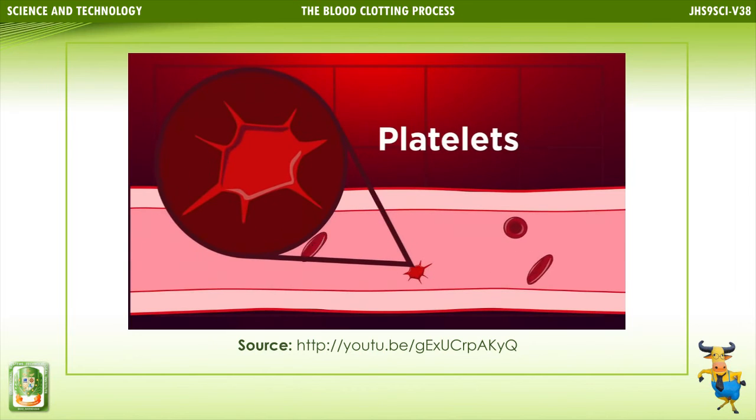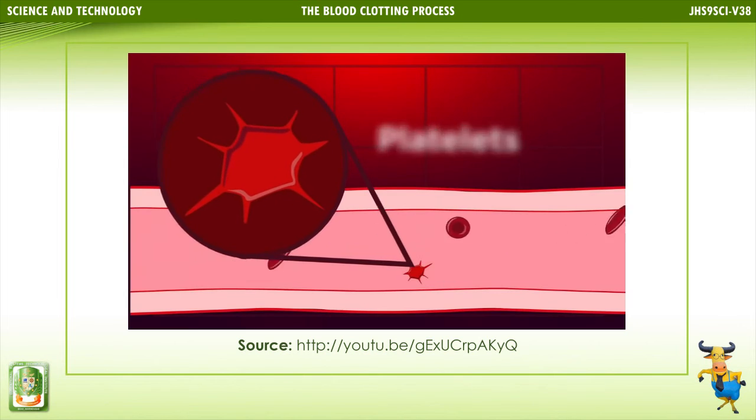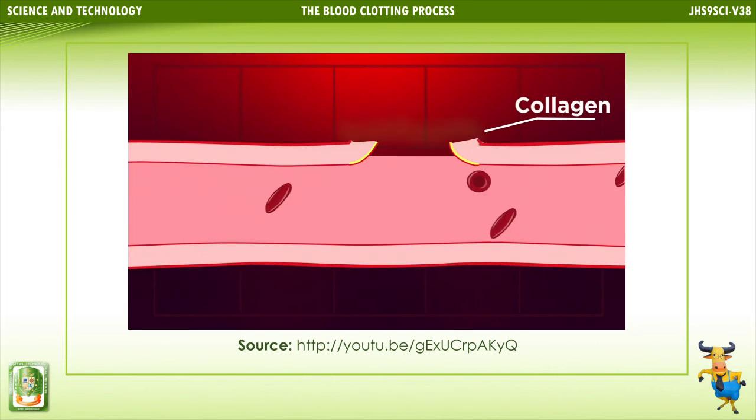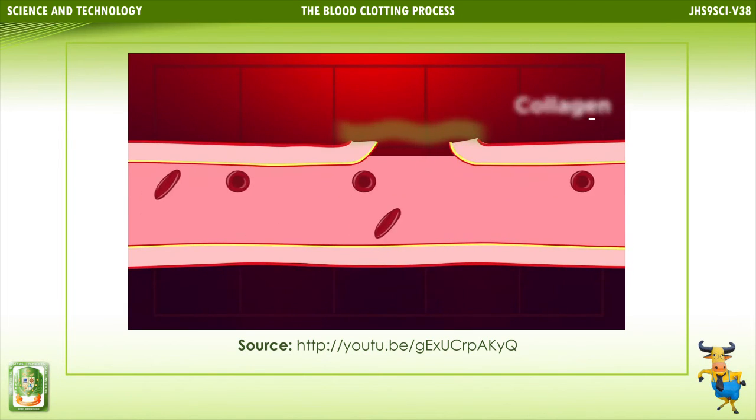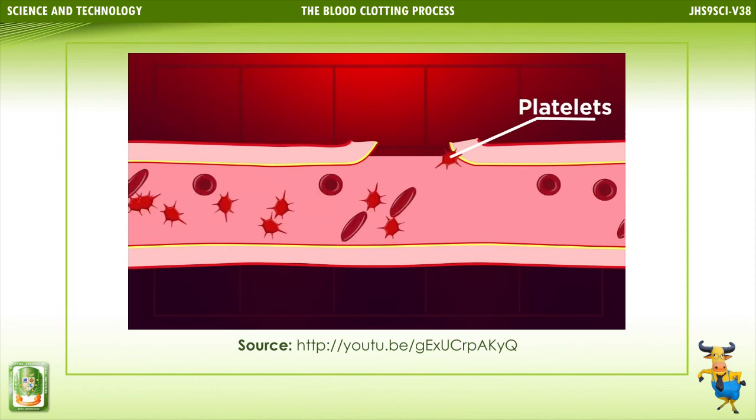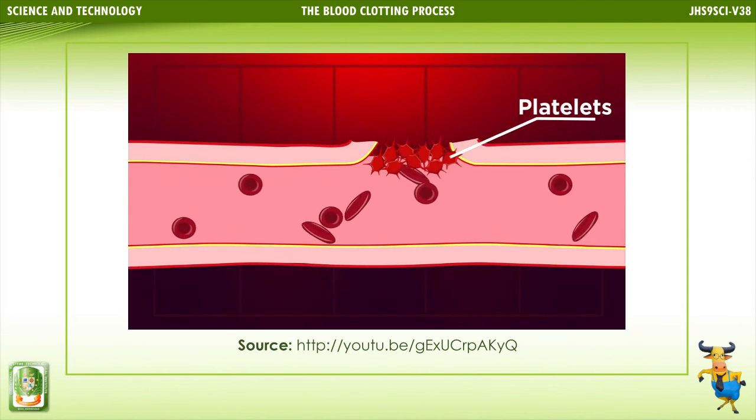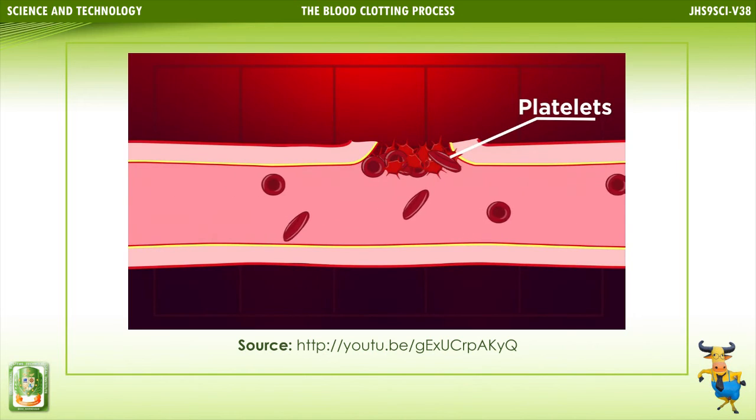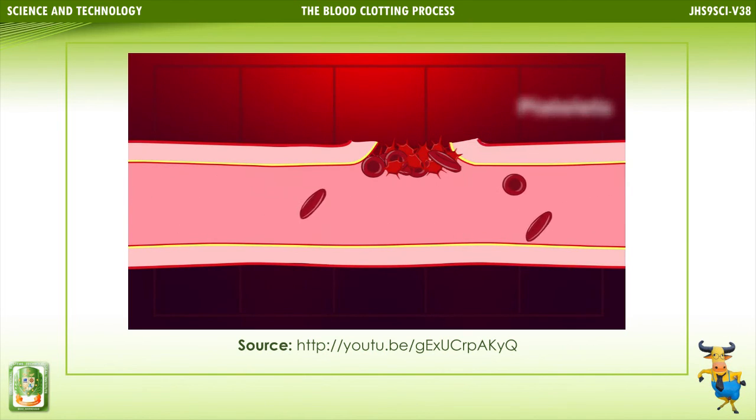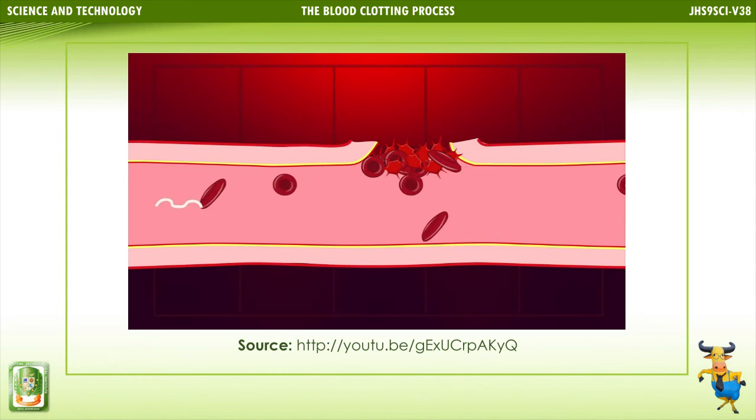Starting with platelets. These are tiny cell fragments that float around in our blood. When a blood vessel is damaged, collagen is exposed. This collagen exposure attracts platelets to the injured area. The platelets then stick together to form a plug. They've quickly built a barrier that stops us from losing too much blood. However, this platelet plug isn't that strong, so it needs to be made stronger.